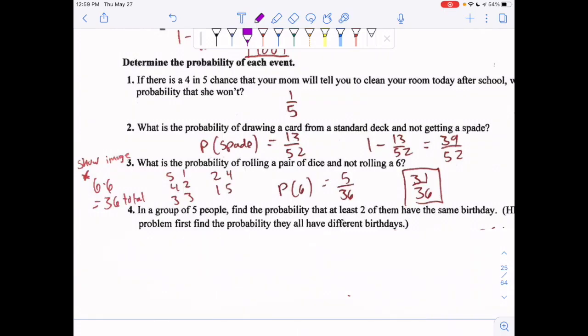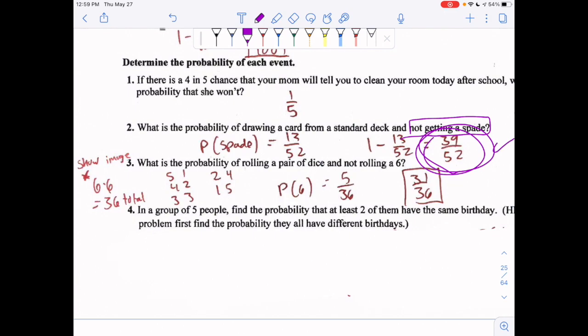Alright, let's take a look at number 2 here. What is the probability of drawing a card from a standard deck and not getting a spade? You draw 1 card and you do not want to get a spade. So first off, just find the probability of getting a spade. That's 1 out of the 4 suits, so that's 13 out of 52. So you subtract that from 1. The probability of not getting a spade is 39 over 52.